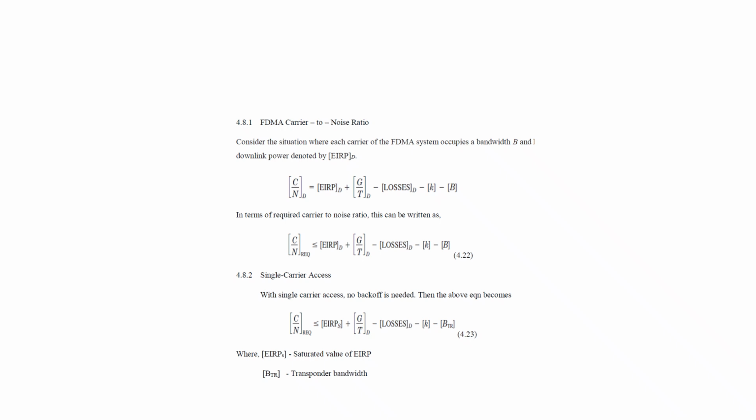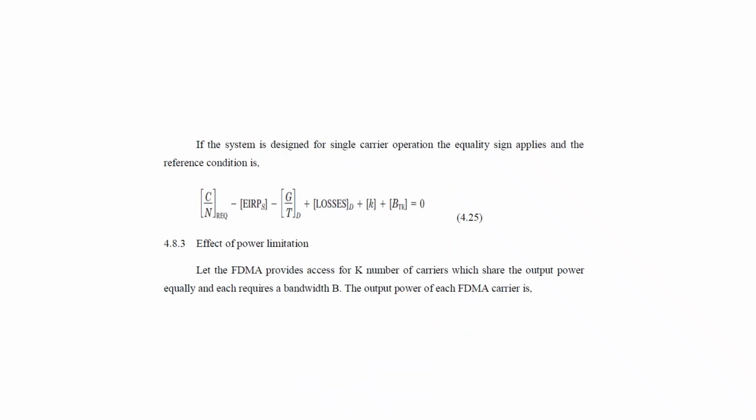Next is the single carrier access. With single carrier access, no backoff is needed. For single carrier access, the above equation can be modified as: the required carrier to noise ratio is less than EIRP downlink plus G/T downlink minus losses minus K minus BTR, where BTR is the transponder bandwidth. If the system is designed for single carrier operation, the equality sign applies and the reference condition is: (C/N) required minus EIRP minus G/T plus losses of downlink should be equal to 0.